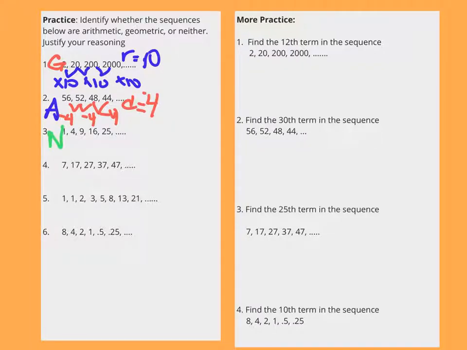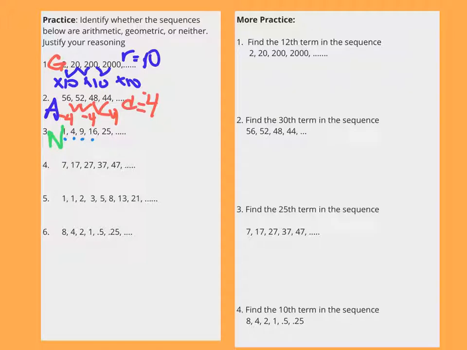What I do want you to notice, though, is that this sequence here is a special sequence, and if we look at the numbers, we have 1 squared is 1, 2 squared is 4, 3 squared is 9, 4 squared is 16. So it's really a sequence of squares.